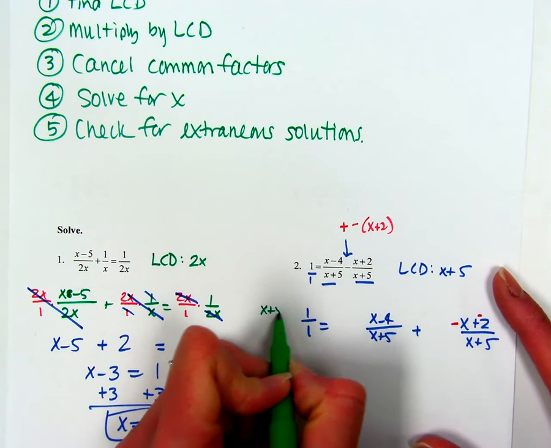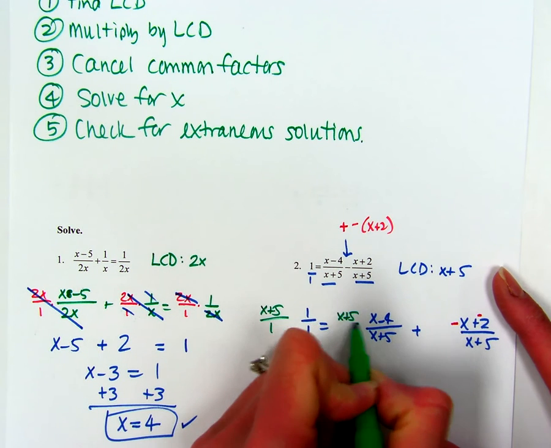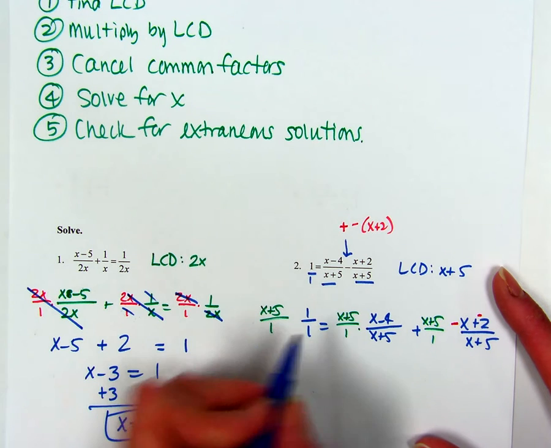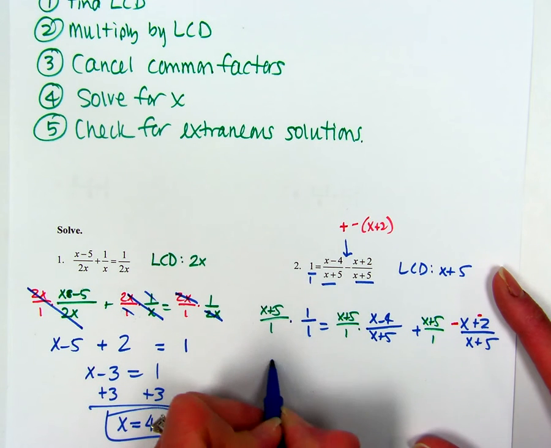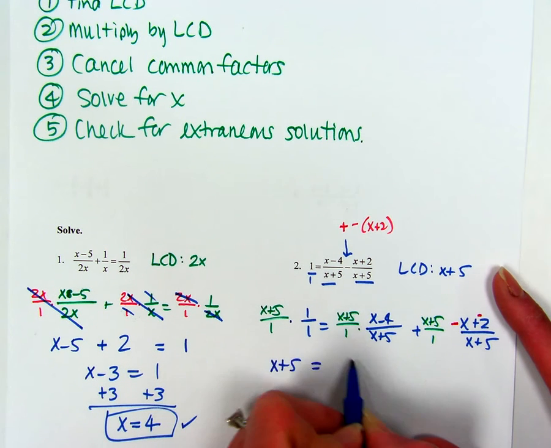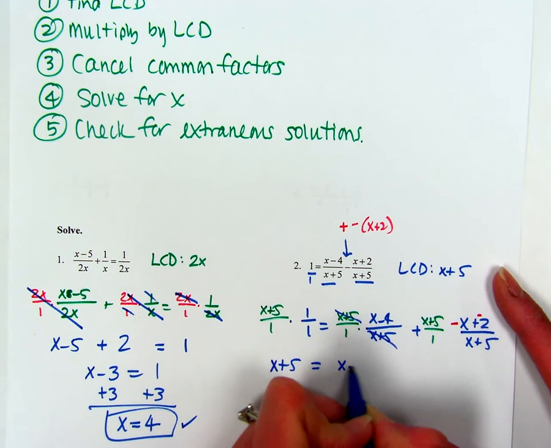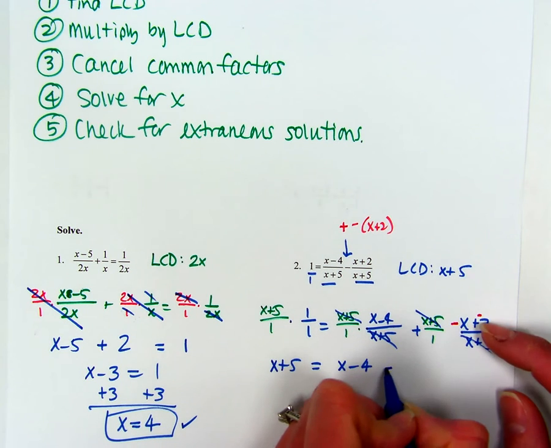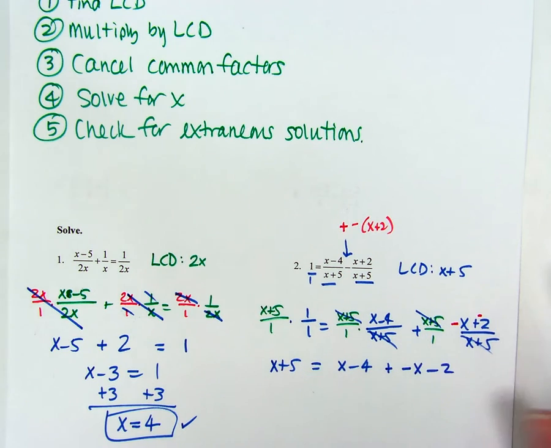x plus 5 over 1, x plus 5 over 1, and x plus 5 over 1. Now most of these will cancel nicely, so I have just x plus 5. Here my x plus 5's cancel, so I'm left with just x minus 4. Here my x plus 5's cancel. Now here I'm left with plus negative x minus 2.